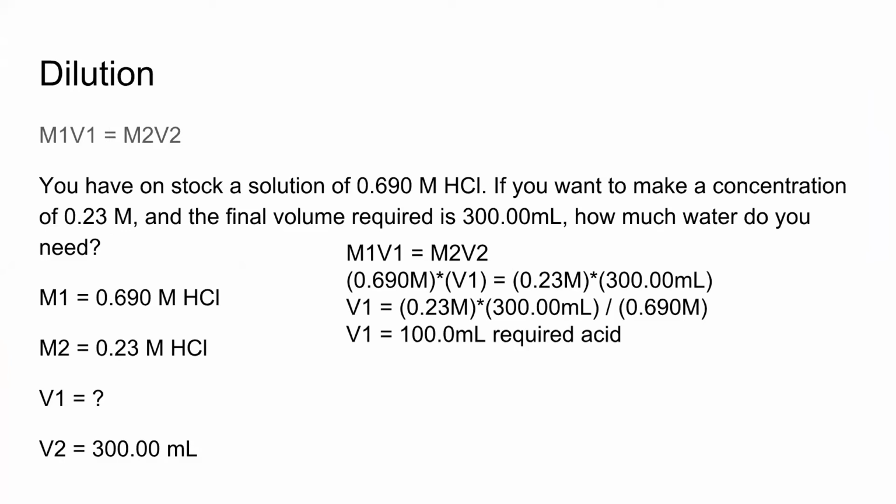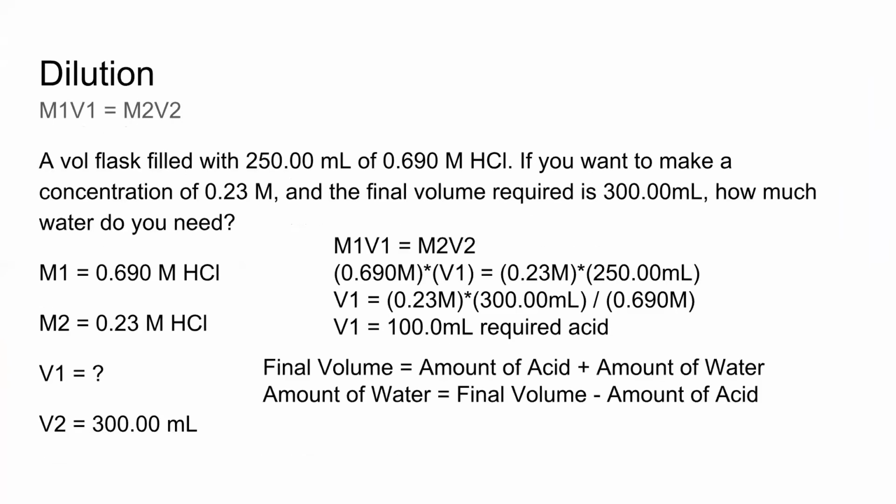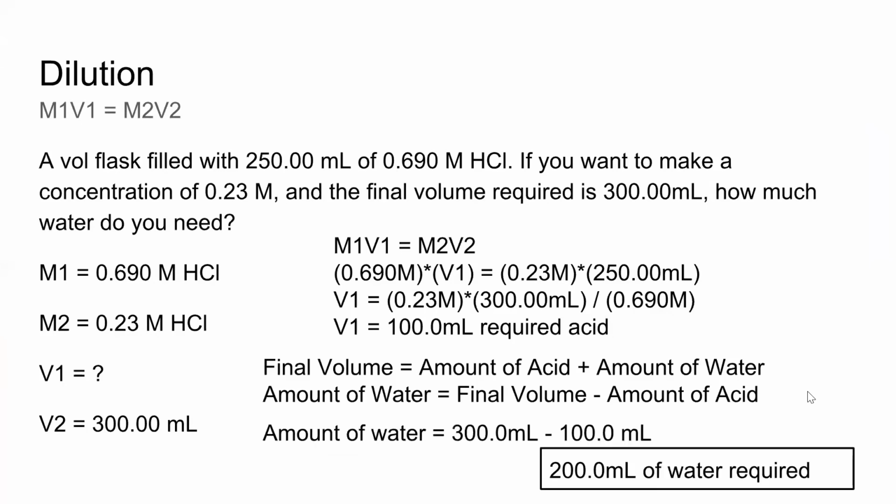The times have changed. All right, moving on. So V1 is the 100 milliliters of acid required to make your molarity. But that's not how much water you need. The amount of water is actually 200 milliliters. Basically, the final volume is equal to the amount of acid plus the amount of water. So the amount of water is just the final volume minus the amount of acid.